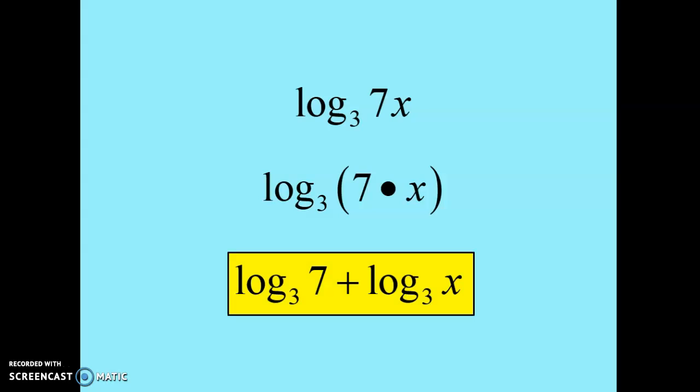Okay, and there's your answer. All right, pretty straightforward. Next, we've got log base 5 of 3 times a to the 3rd.